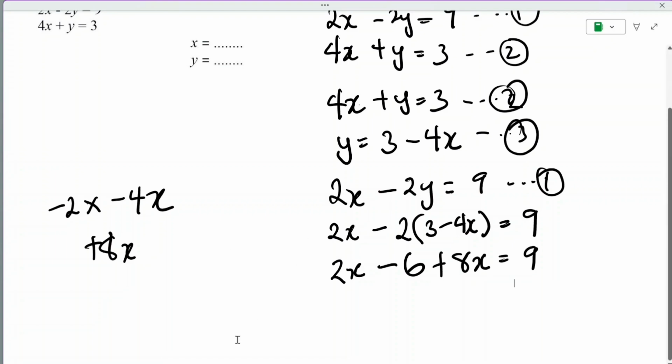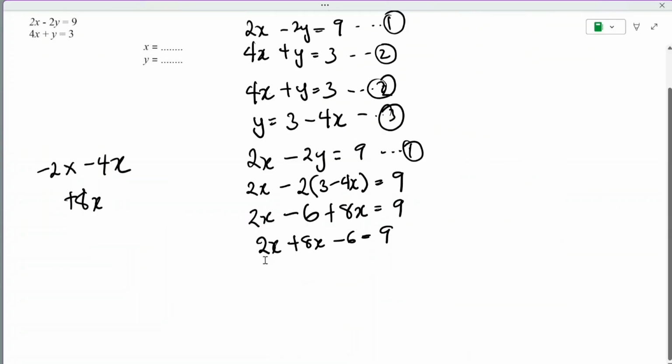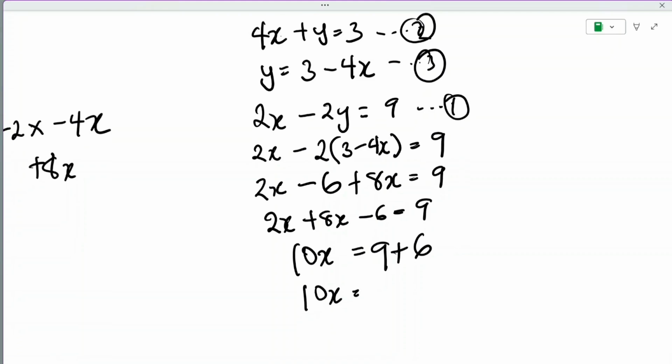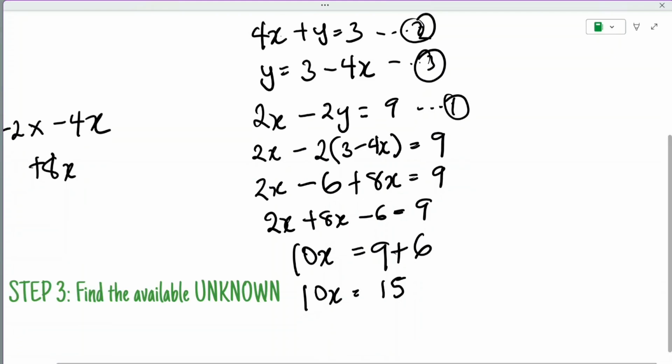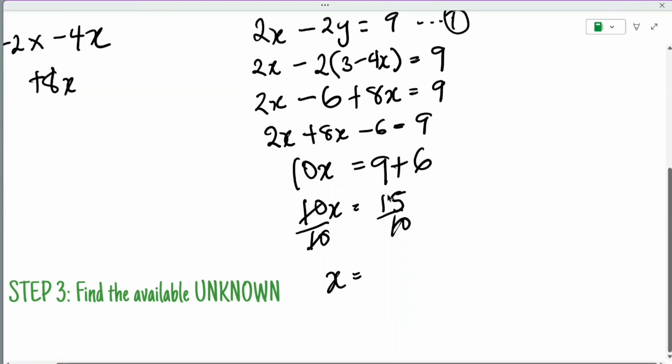We collect like terms. We have 2x plus 8x minus 6 equals 9. 2x plus 8x is 10x equals, you take the minus 6 over the equals sign, it turns to plus 6. You have 9 plus 6. You have 10x equals 9 plus 6 is 15. We're looking for x, so we divide both sides by 10. 10 cancels 10. x equals 15 over 10.